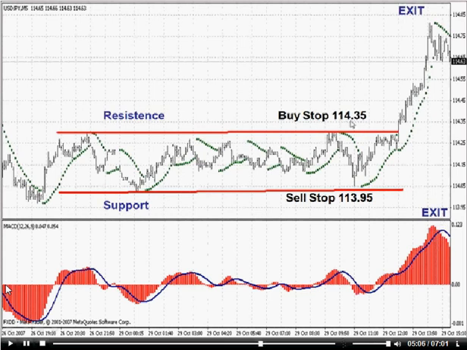So let's say we bought at 114.35. We exit at 114.75. That's about 40 pips. And it's a 5-minute chart. So you notice that in just a few minutes, you made about $400.